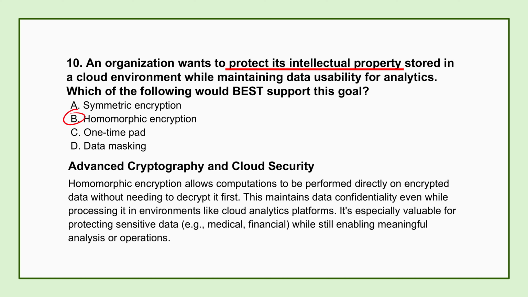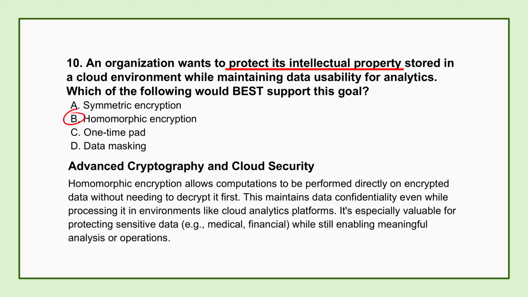Homomorphic encryption, that sounds complex. What's special about it? How does it let you analyze encrypted data? It is pretty advanced. It's a type of encryption that allows certain computations, like statistical analysis, machine learning tasks, to be performed directly on the ciphertext, the encrypted data. So you can send your encrypted IP to a cloud analytics platform. They can run calculations on it and send you back an encrypted result. Without ever decrypting the original data. Without ever decrypting it. Only the owner with the key can decrypt the final result.